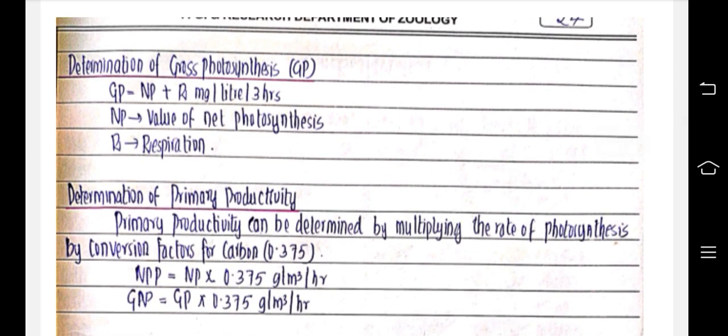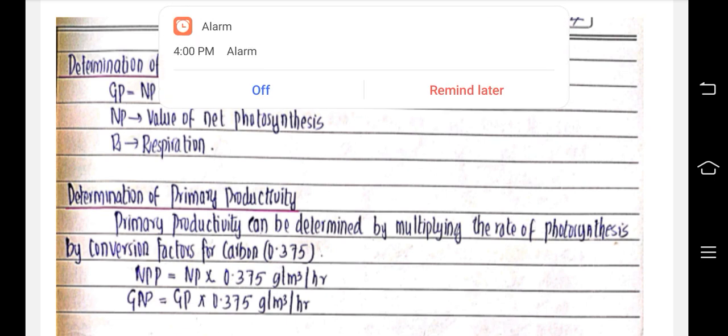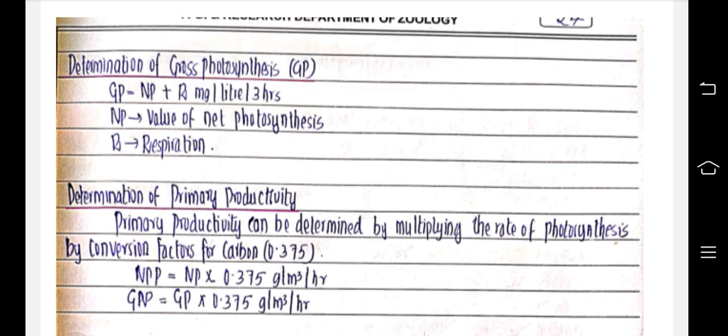Determination of gross photosynthesis. Gp is equal to Np plus R mg per liter per 3 hours. Np is equal to the value of net photosynthesis. R is equal to respiration.